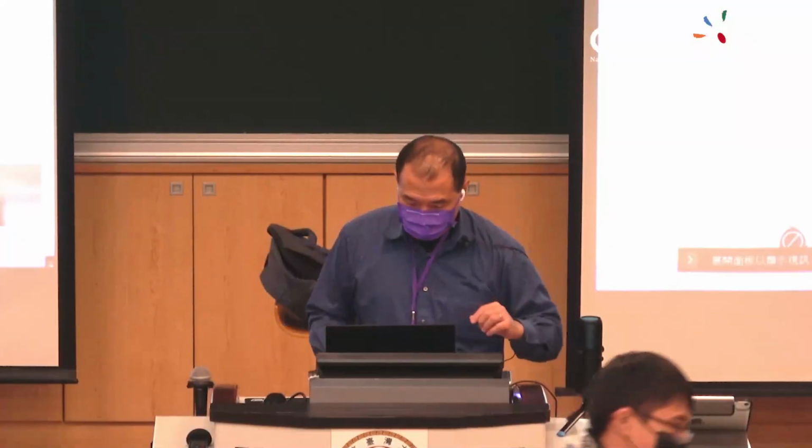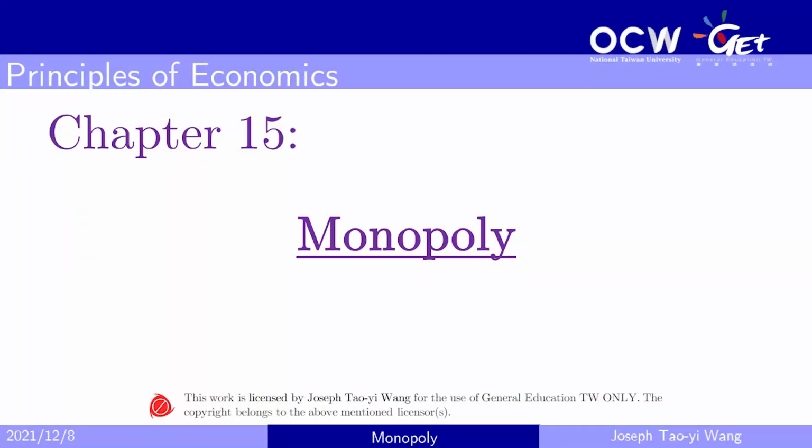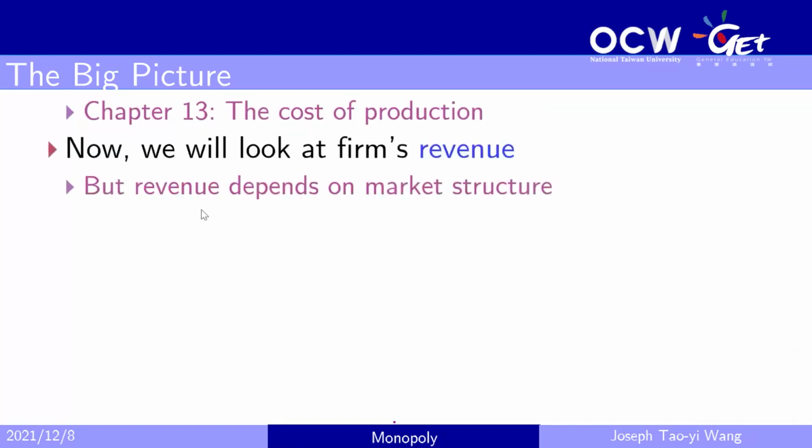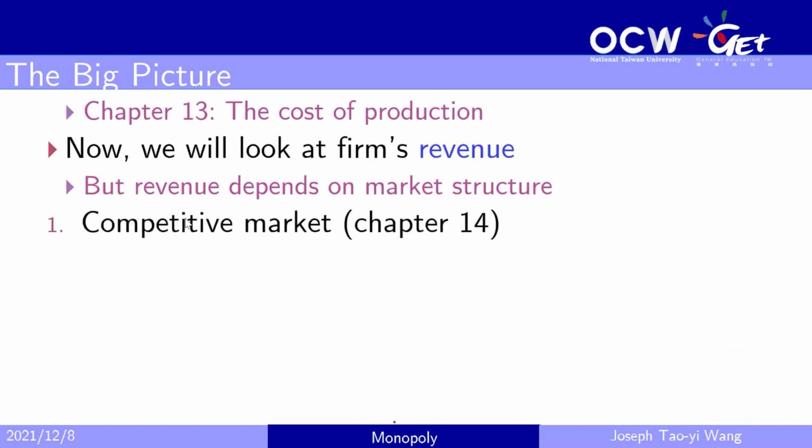Okay, so let's start. Today we're going to talk about monopoly. The big picture is that in chapter 13, we talked about the cost of production. Now we look at the revenue side, because maximizing profit means total revenue minus total cost. But the revenue depends on market structure. We saw competitive markets on Friday. That's chapter 14. Today we're going to talk about monopoly.